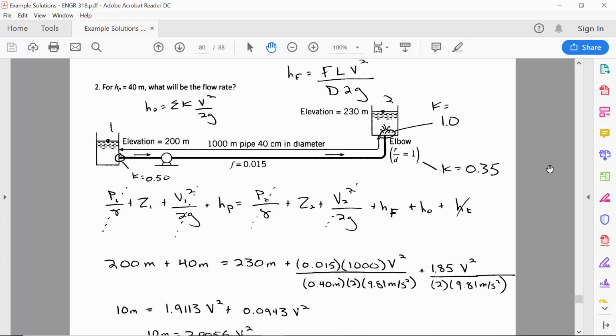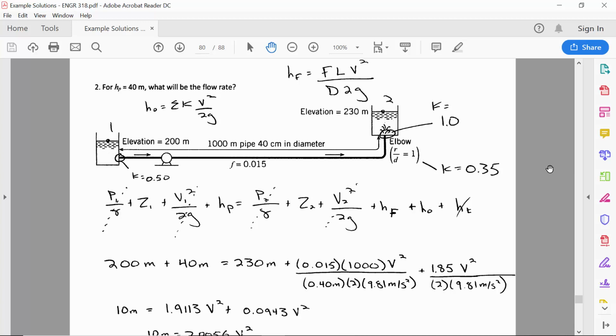You'll notice what I've canceled out and what remains. The pump is adding 40 meters of head, and so it's 10 meters of head that can go towards overcoming losses, and 30 meters of head is overcoming the elevation difference. So that's how that 40 meters of head is being spent in the system.